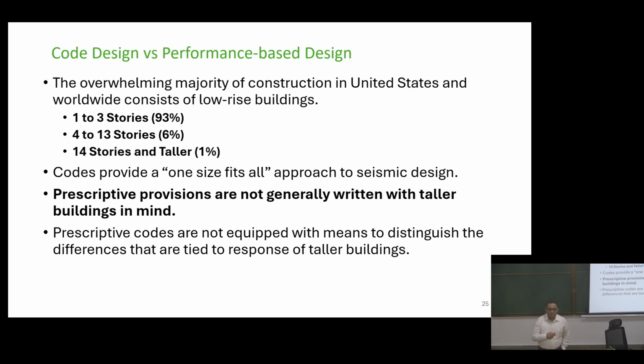Prescriptive methods are not written for taller buildings in general because they are generally catering to 1 to 3 story structures, and in some countries, 1 to 4 story structures. And for 1 to 4 story structures, generally it works just fine. I wouldn't even recommend any other design method for 1 to 3 story structures because it's just not cost effective. But for taller buildings, I think we need a much different design philosophy than what the code provides.